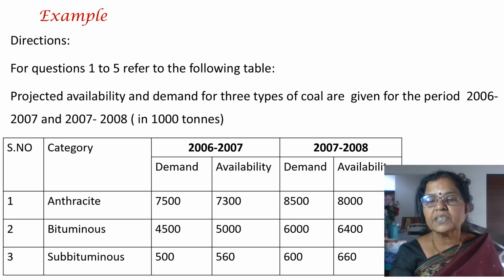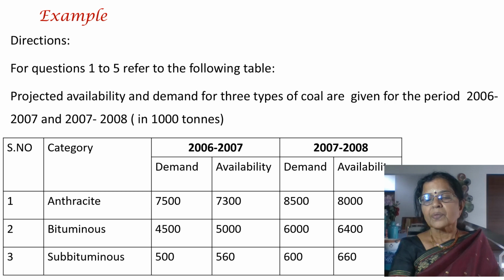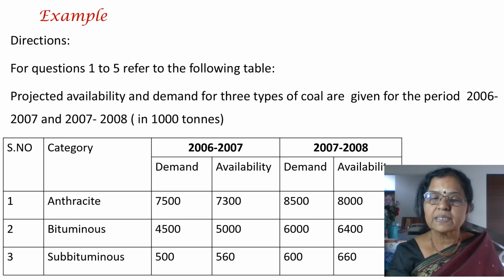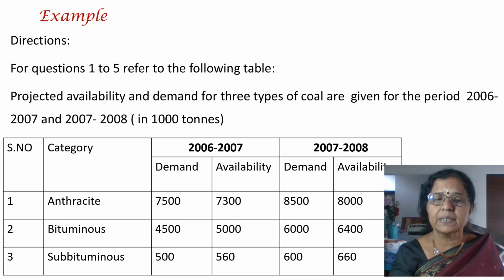You read the instruction and you get an overall picture. Now you know the demand and the availability, the supply, are given for 2 periods, and we are going to answer the questions. Now we will pass on to the questions. So don't spend too much time on reading the types of the coals, anthracite, bituminous, subbituminous. They don't mean anything to us. They are just A, B, C or just 1, 2, 3.